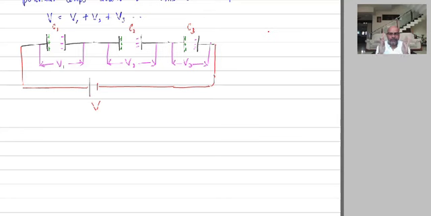I repeat again, the number of capacitors are said to be connected in series if they are connected end to end, such that the charge on each plate of all the capacitors remains same, and the total potential applied is equal to the sum of the potential drops across the individual capacitors.